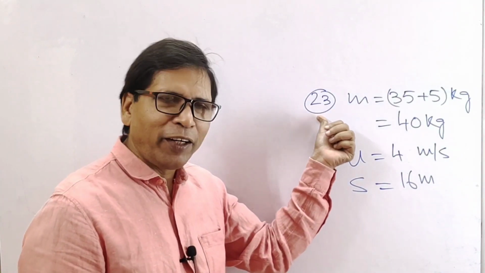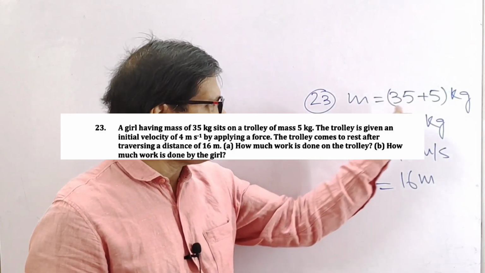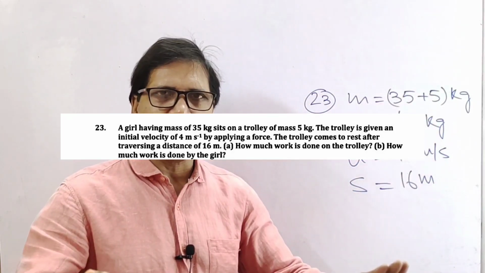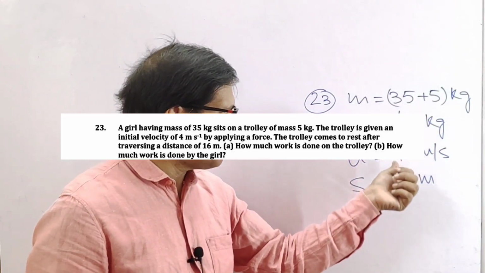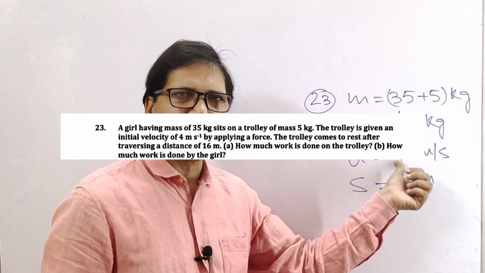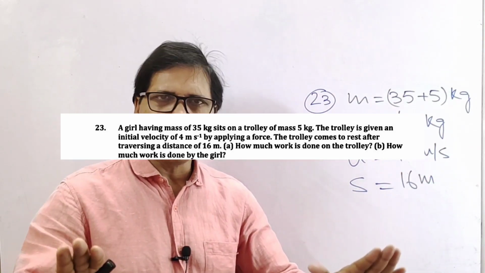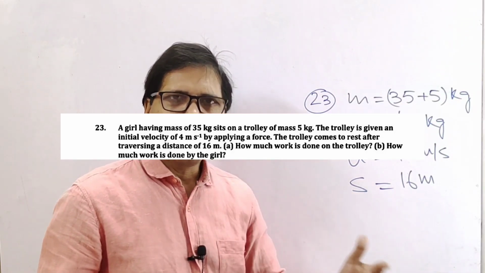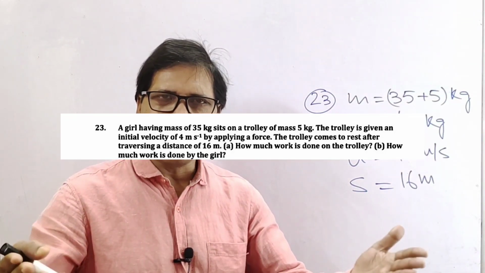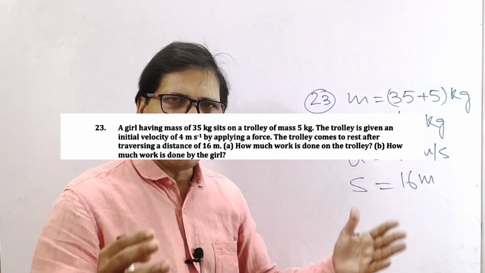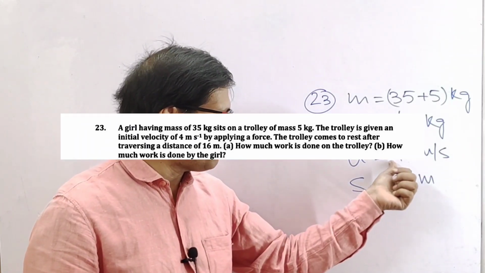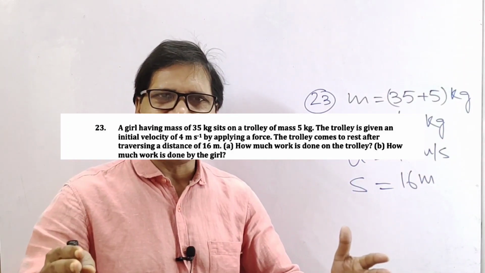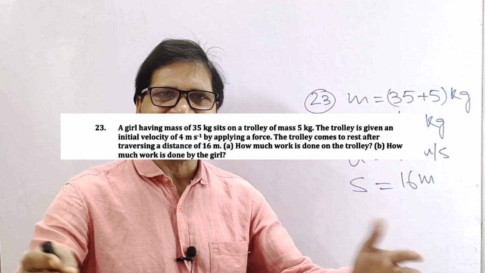Now, exemplar 23. A girl of mass 25 kg sits on a trolley. The trolley moves with velocity 4 meter per second. It is brought to rest by a distance of 16 meter. We have to calculate the work done on the trolley. The trolley comes to rest from velocity 4 meter per second. Therefore, work done is equal to change of kinetic energy.